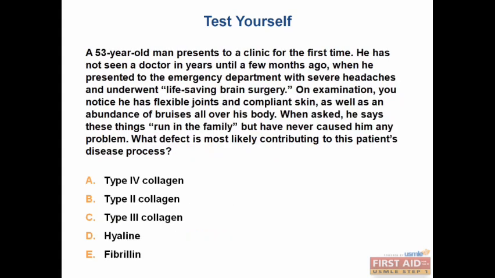Okay, let's do one more question before moving on. So, a 53-year-old man presents to a clinic for the first time. He has not seen a doctor in years until a few months ago, when he presented to the emergency department with severe headaches, and underwent life-saving brain surgery. On examination, you notice he has flexible joints and compliant skin, as well as an abundance of bruises all over his body. When asked, he says these things run in the family, but have never caused him any problem. What defect is most likely contributing to this patient's disease process?